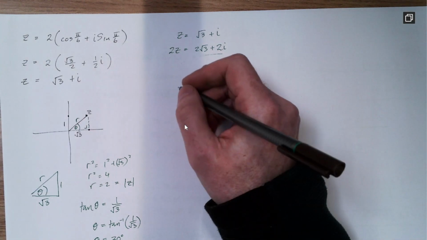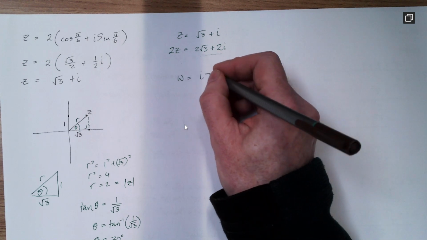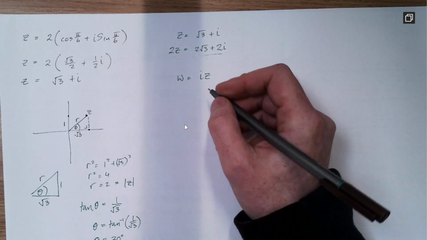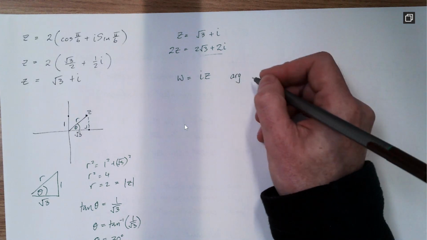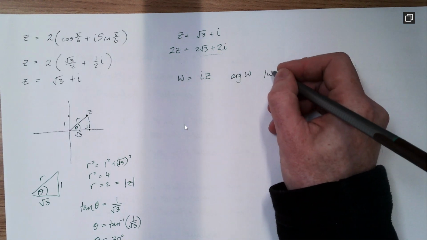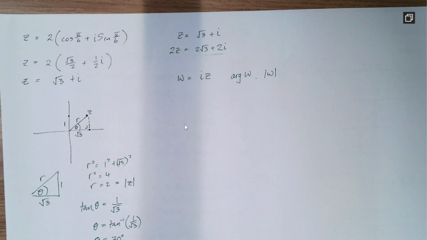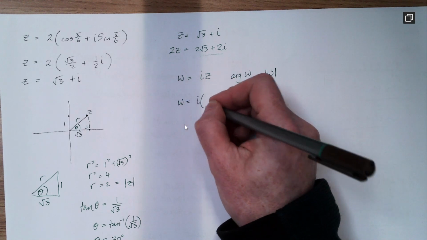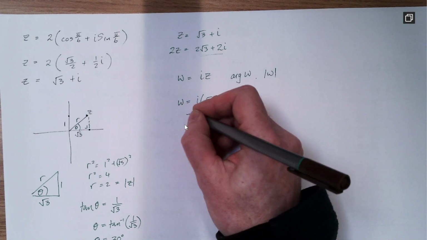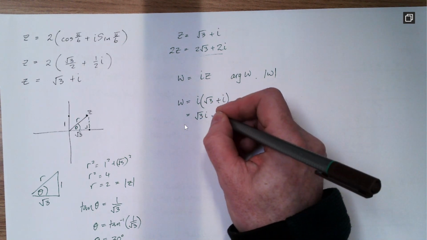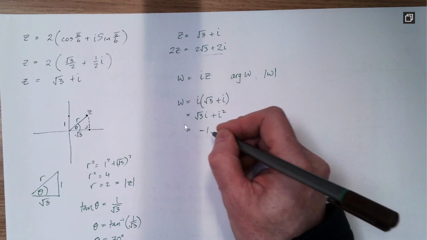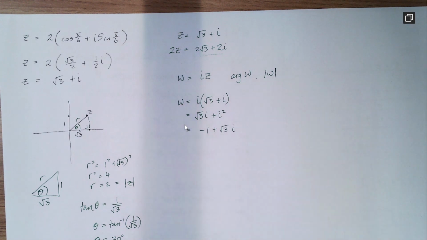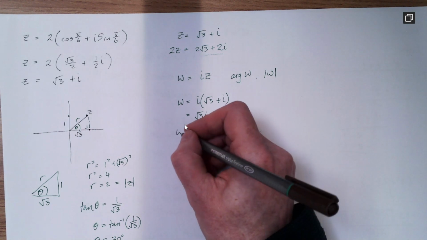Now w equals i times z. Find the argument of w. So first the modulus of w. It is i times (square root 3 plus i), which is square root 3 i plus i squared. So w is negative 1 plus square root 3 i.